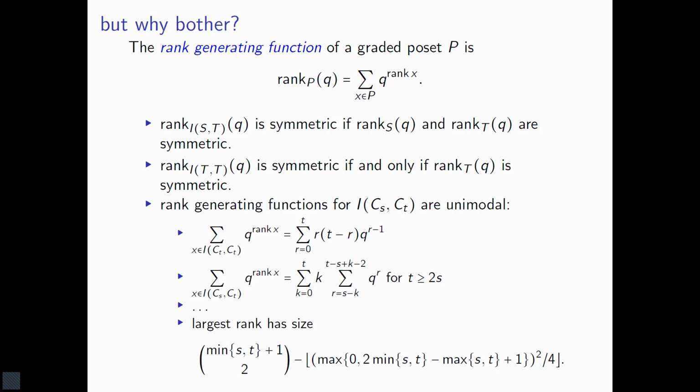So for example, it's easy to see that the rank generating function of this poset of irreducibles is symmetric if both of the individual rank functions are symmetric. And the most interesting case is actually when I put in two identical posets. And in this case, this is an if and only if. And for example, for the alternating sign matrix case, we can compute some rank generating functions. I guess these were known, but I don't know.